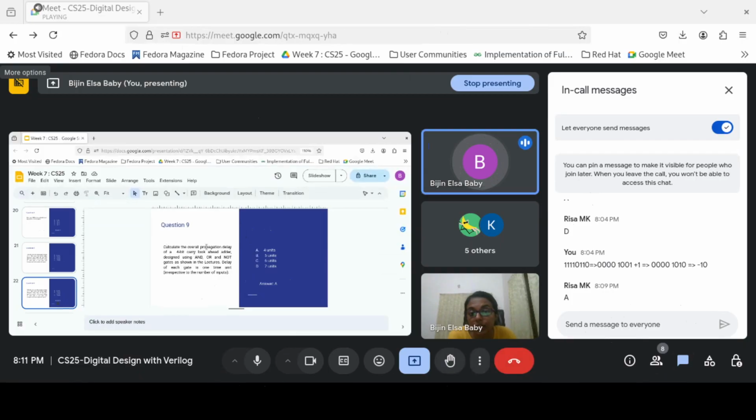There is one more question. That is, calculate the overall completion delay of a carry look-ahead adder despite using AND and NOT gates as shown in lectures. Delay of each gate is one time unit. We have already discussed this.